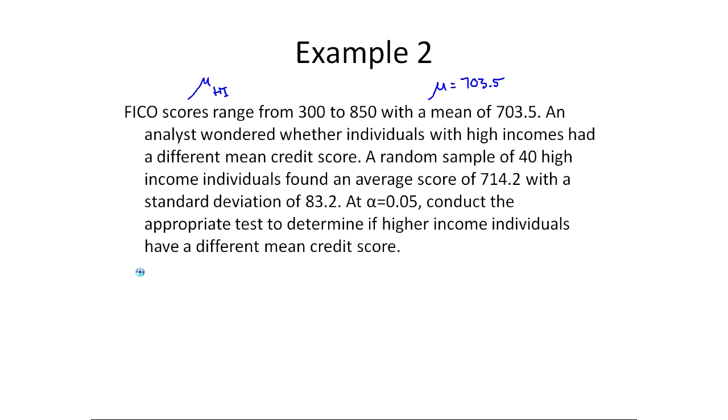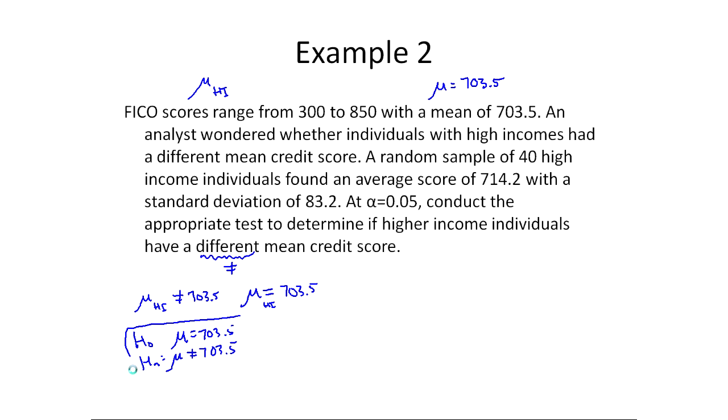What we're curious about is if it has a different mean credit score. Different is the same thing as not equal. So we're trying to figure out if the mean for high-income individuals is different from the mean for everybody else, which we know is 703.5. And then the complement to this would be the mean equals 703.5. So now I have my H naught and my HA. I'm putting the one with the equal statement as H naught. So here's what I'm testing.